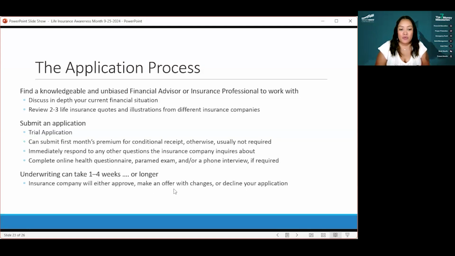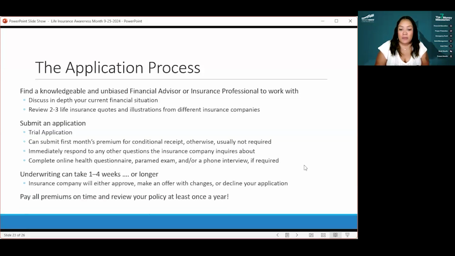Sometimes they'll make an approval. They'll say, we'll make an offer, but we want to change this because we found something in your medical record. Or if you get the unfortunate decline, they'll let you know, we found this was not acceptable for us. And you can get that information if someone declines your application.